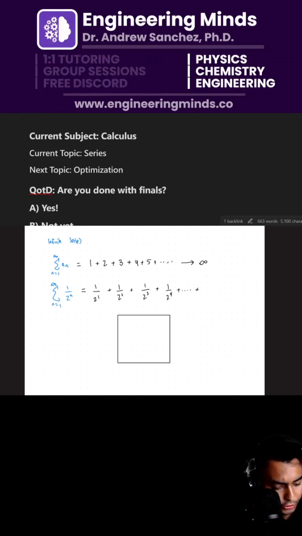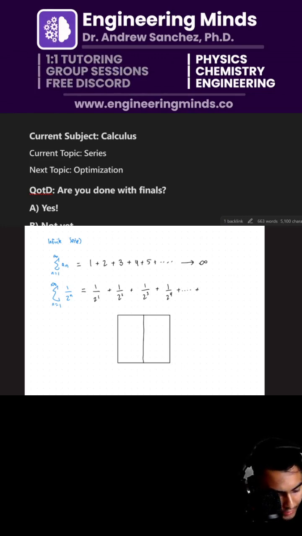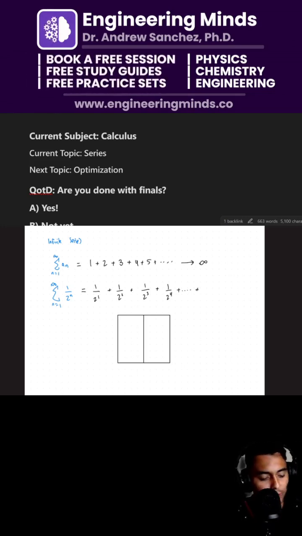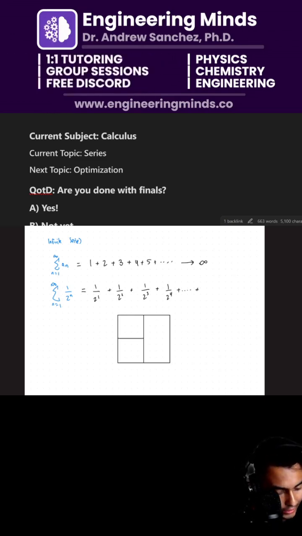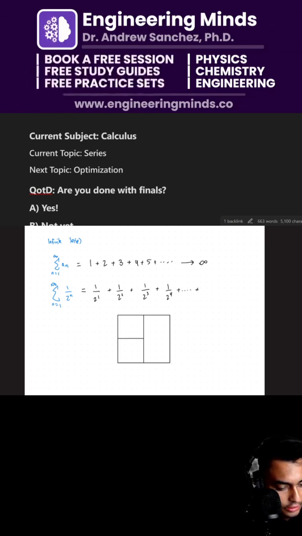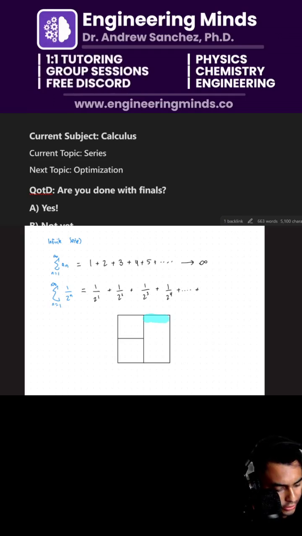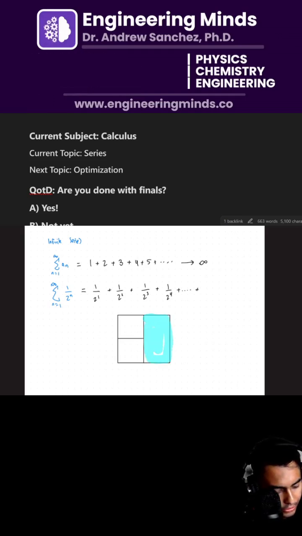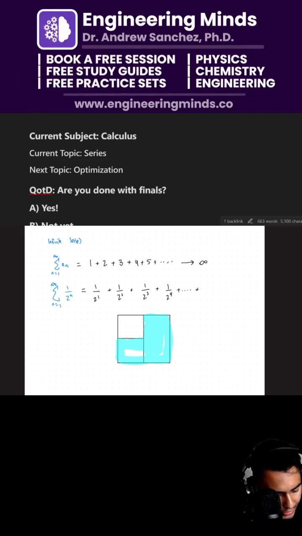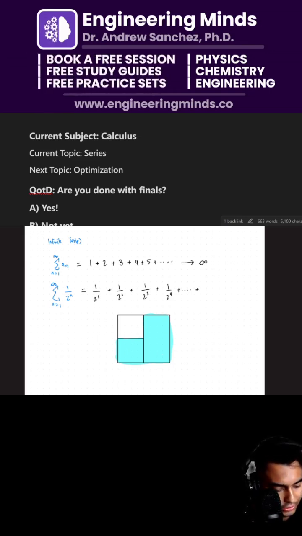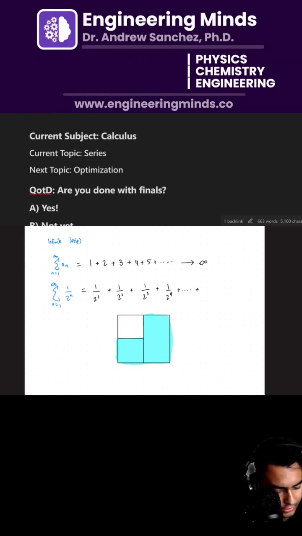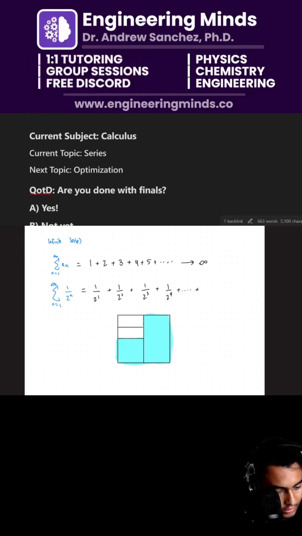So 1 over 2 is half, okay? And 1 over 2 squared is 1 over 4. So half plus 1/4 is 3/4, okay? So we basically shaded 3/4 of this. And this is a geometric proof. This is not an algebraic calculus proof. This is a geometric proof. All right, so we have 1/2 plus 1 over 2 squared is 3/4. Plus 1 over 2 cubed, that's 1/8. So that's going to look something like this. Okay, so now we're over here.